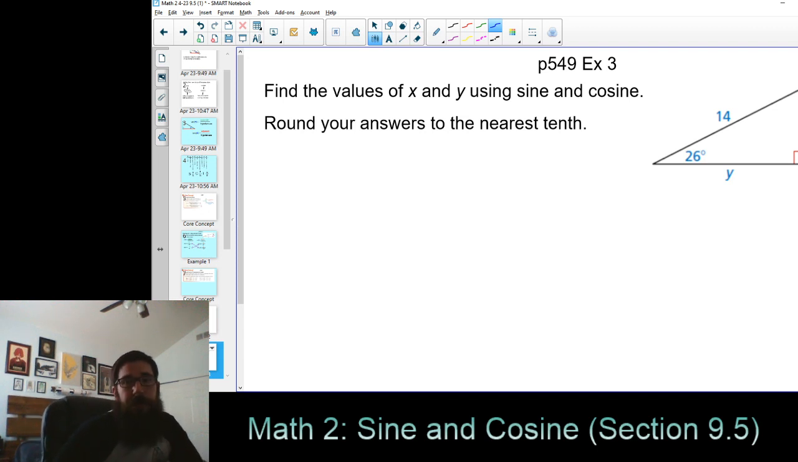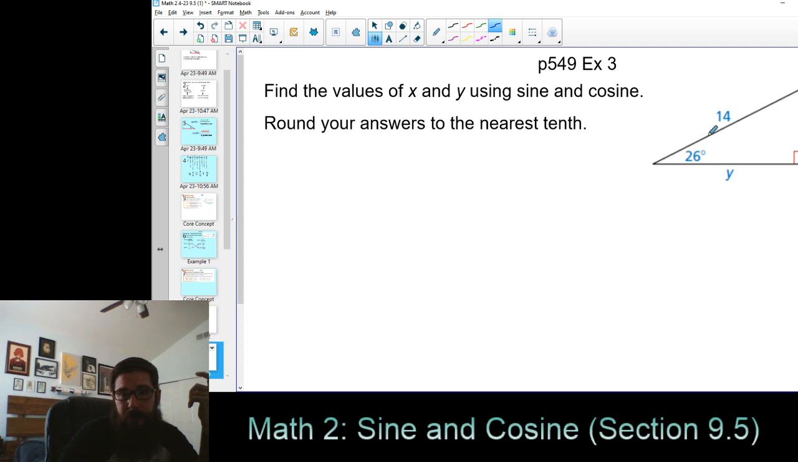Okay, let's actually put it to use even a little further here. Now, this is going to require a little bit of calculator stuff. Page 549, example 3. Find the values of x and y using sine and cosine. There's multiple ways to do this, but since it gives me 26, I'm going to stay with this. You could combine that previous skill, the 90 minus 26, and basically flip the way you do this and still get totally correct answers.